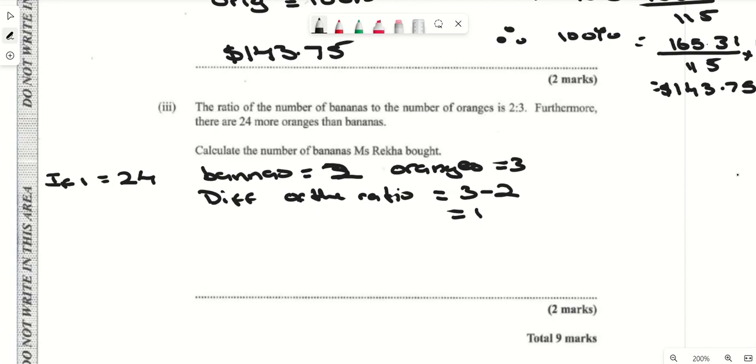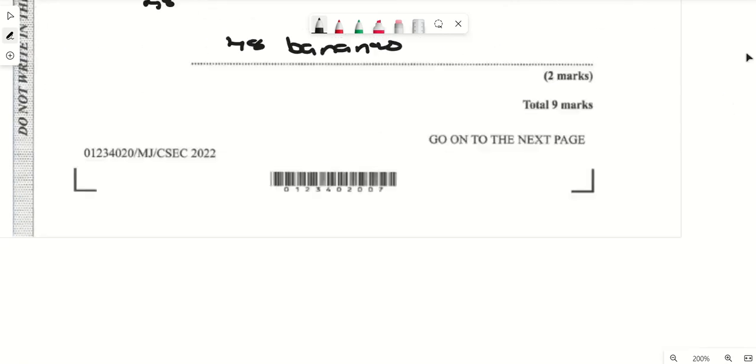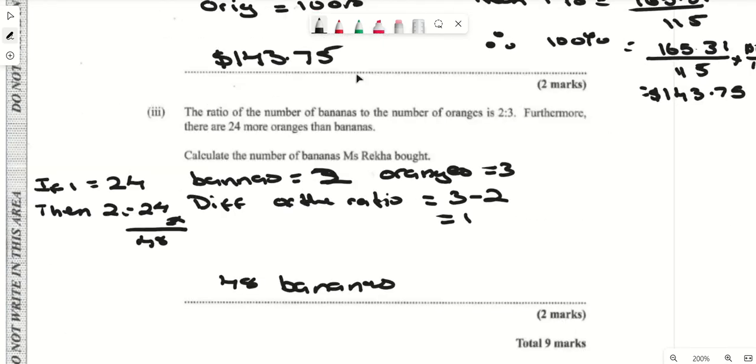calculate the number of bananas. Bananas is 2, then 2 would be 24 multiplied by 2, which is equals to 48. And that would be your answer, 48 bananas, right? And then that is it for this question. Right, I hope you guys understand, and I will see you next time in class.